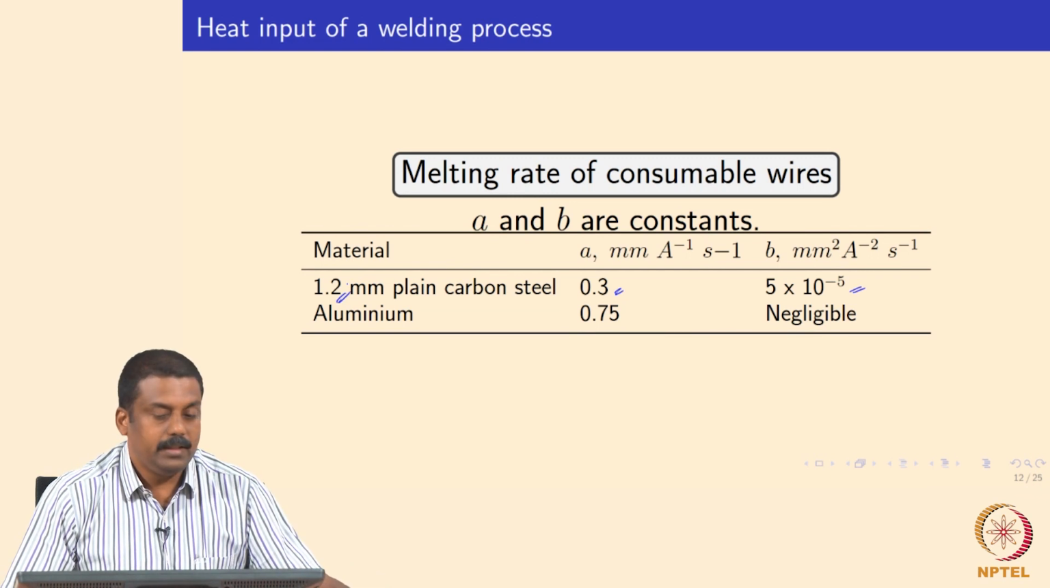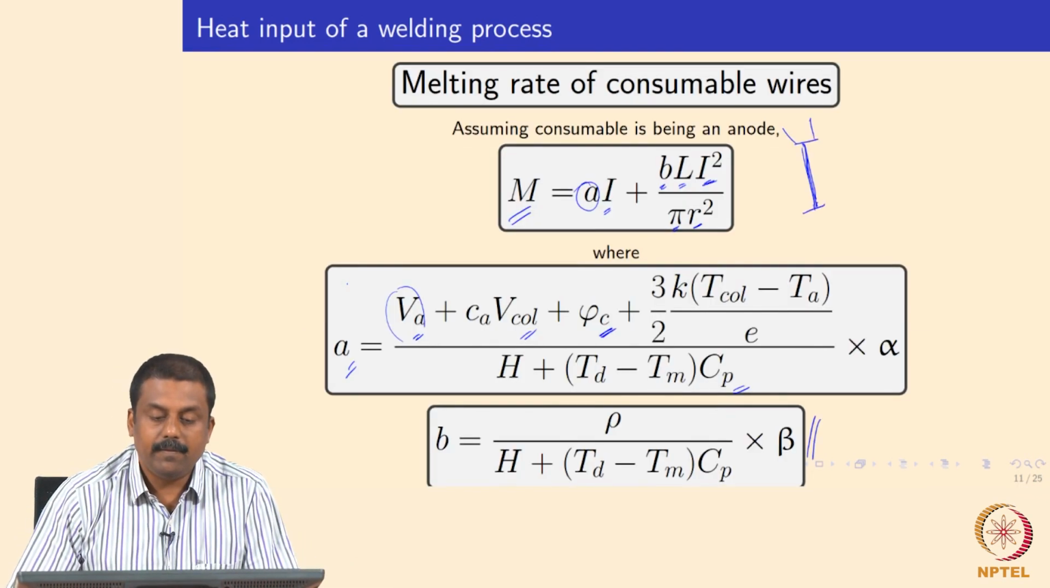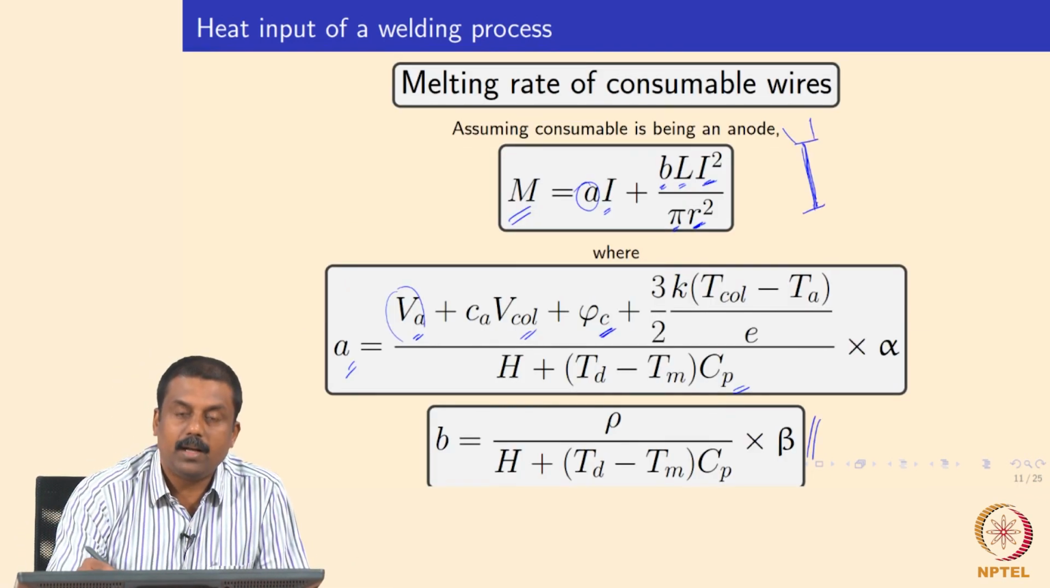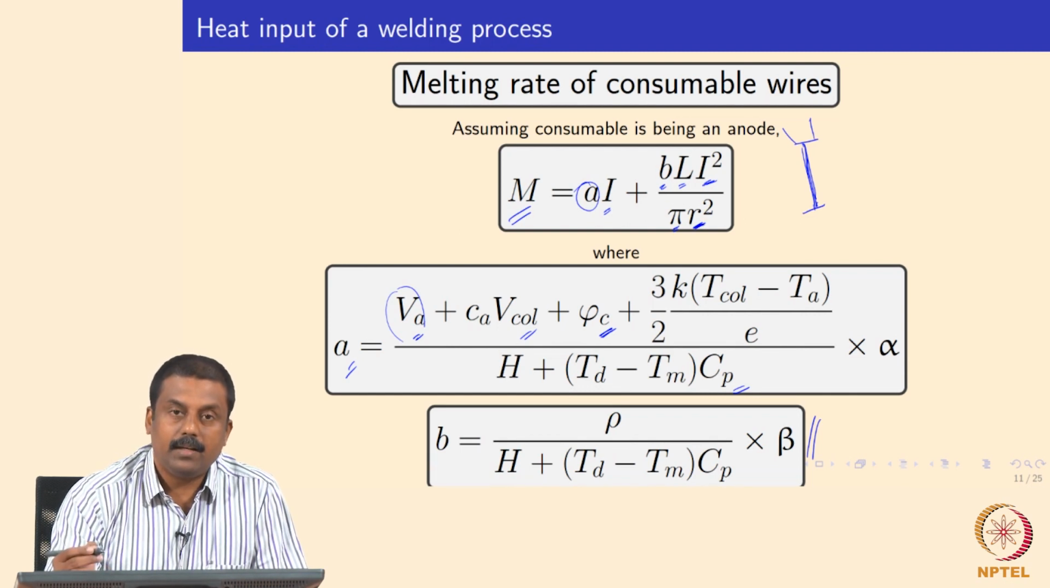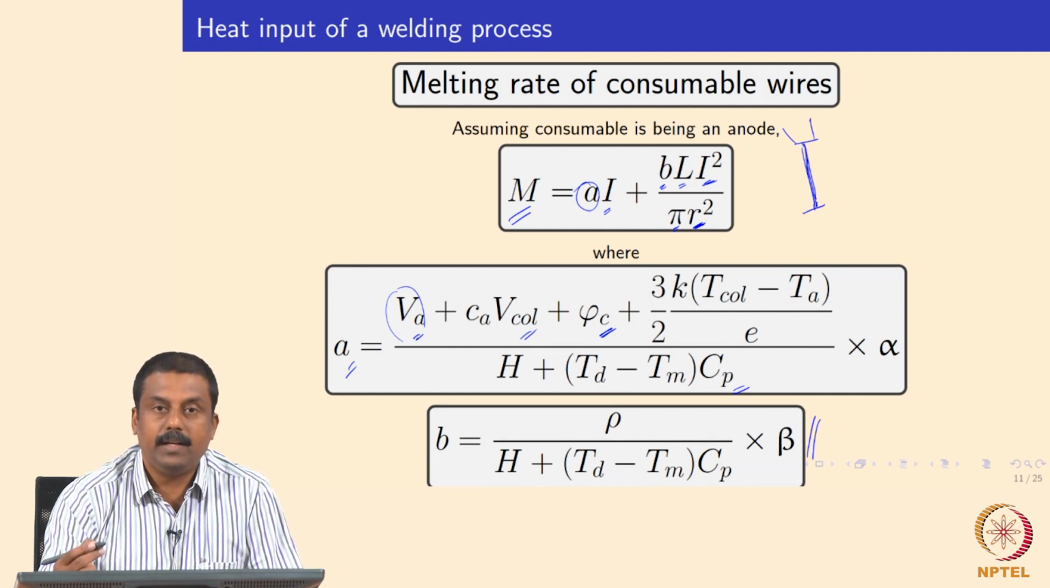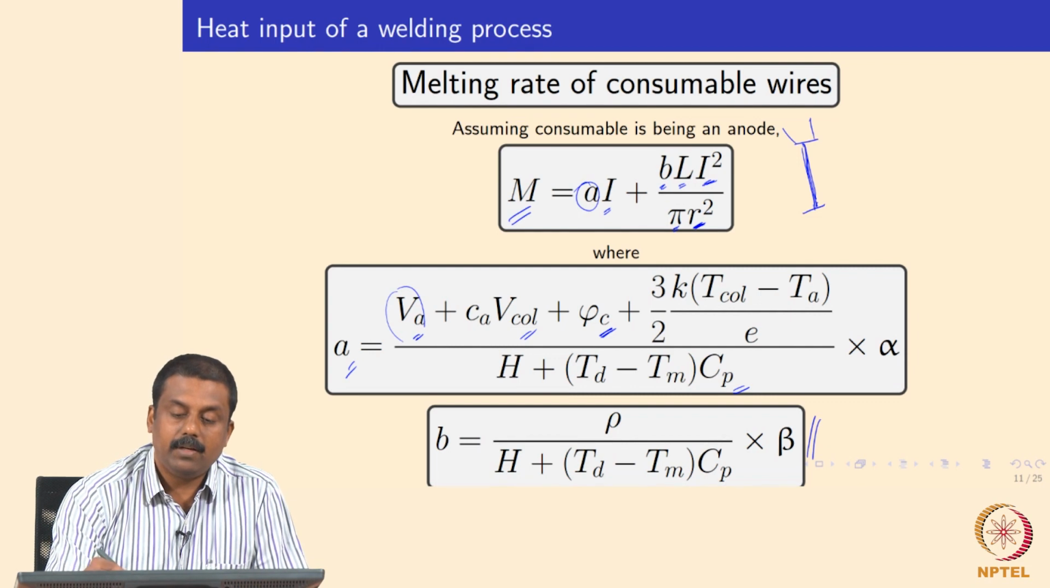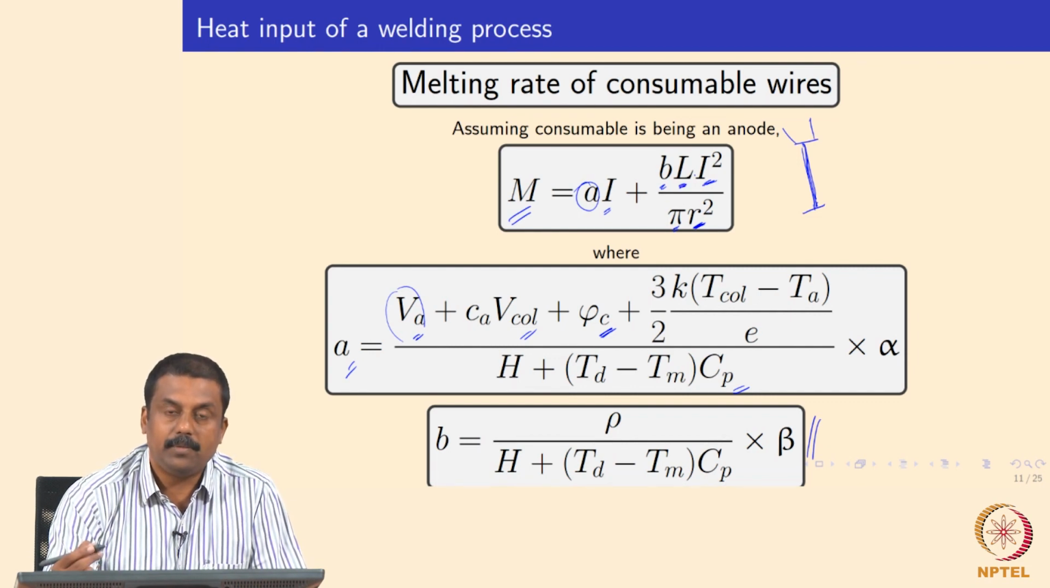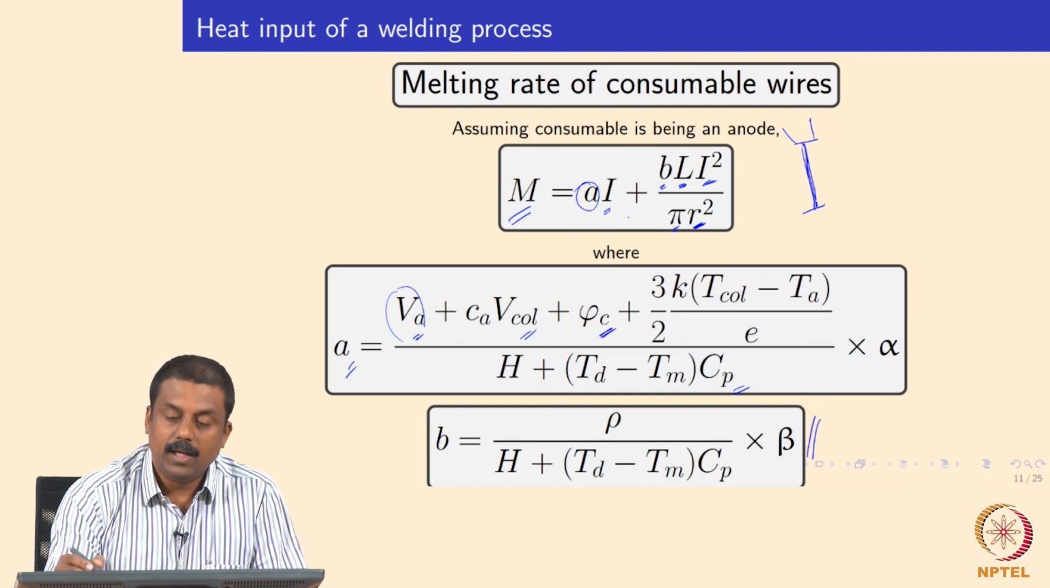Obviously, if you look at these equations, if the radius R increases, your melting rate decreases, and if your stick out length increases, you will also melt more. And of course, if you have a higher current, you will also melt more.